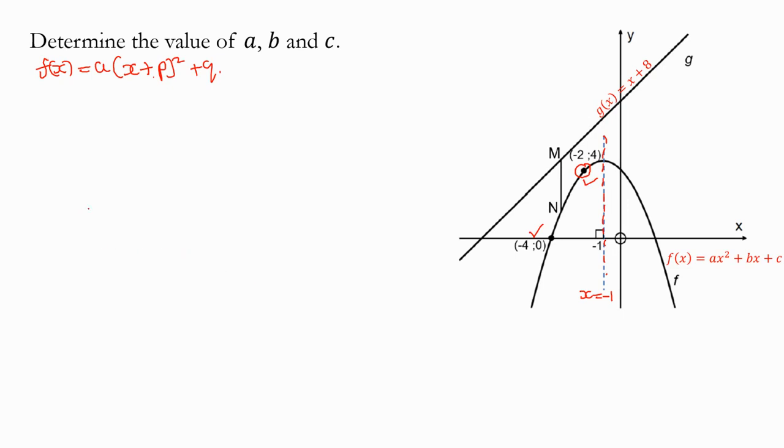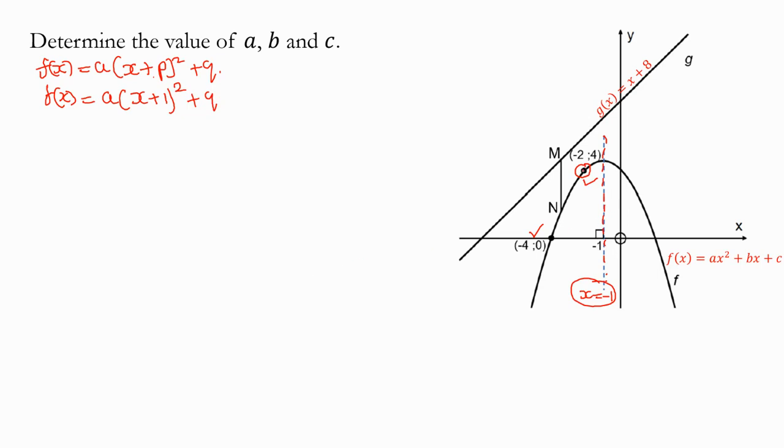Right, let's try to do that. Let's start by using the axis of symmetry. Remember I said the axis of symmetry passes through the turning point, so this gives you the x coordinate of the turning point. So it's going to be f of x is equal to a(x plus 1) squared plus q. Because by the graph, x is equal to -1.